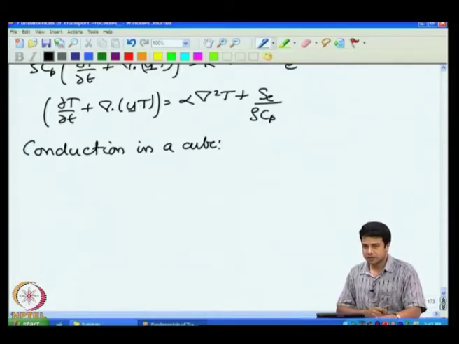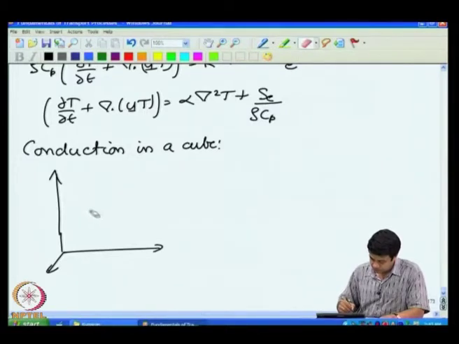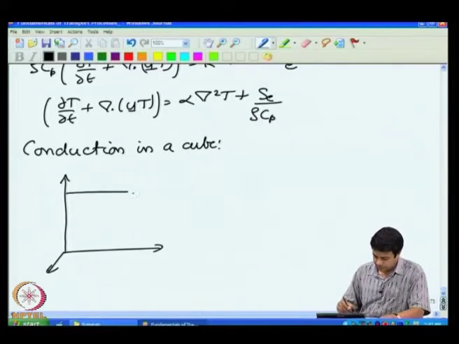Let us assume that the mean velocities are all 0, and we are looking at the unsteady conduction within this cube. So, I have a cubic volume.